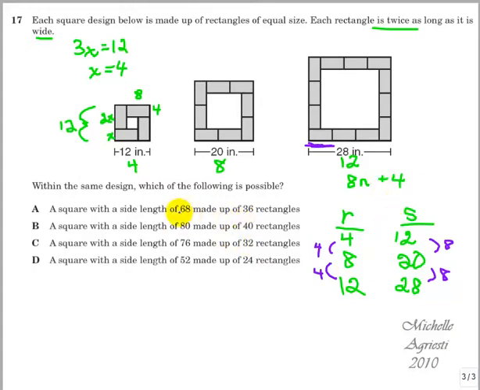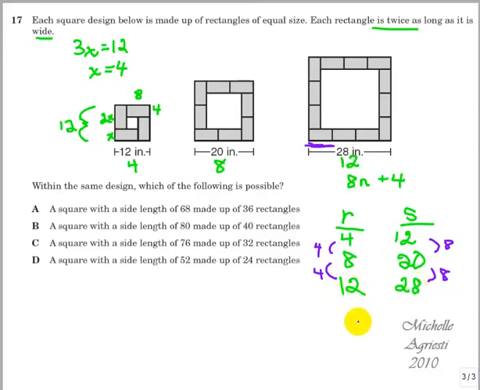I want to know which combination is possible. So let's see if we can find some kind of pattern between the number of rectangles and the side length. So looking at this first one, it looks like I multiply by 3, but 8 times 3 is not 20. So let's look at this one. This is double plus 4. 2 times 8 is 16 plus 4 is 20. If I double 4, I get 8 plus 4 is 12. Double 12, I get 24 plus 4.